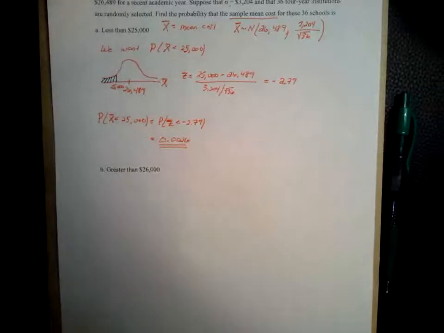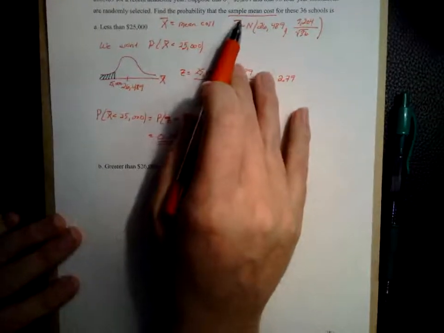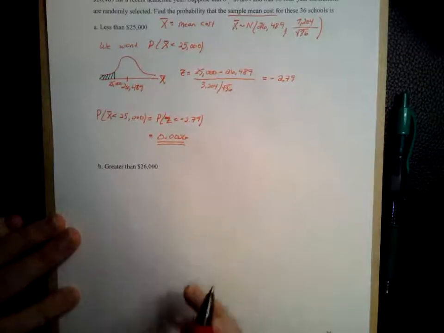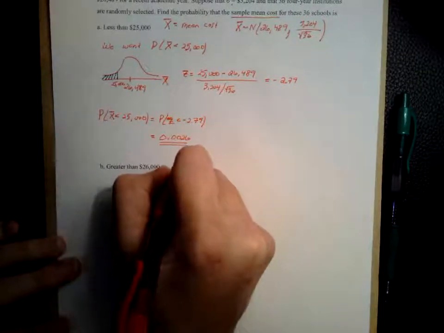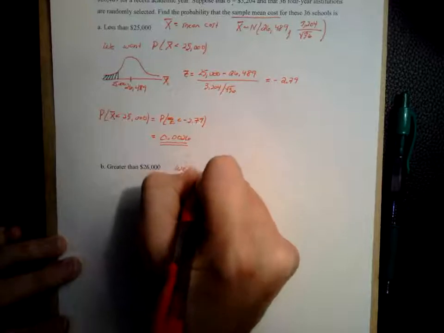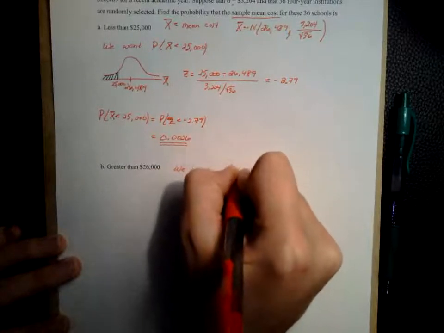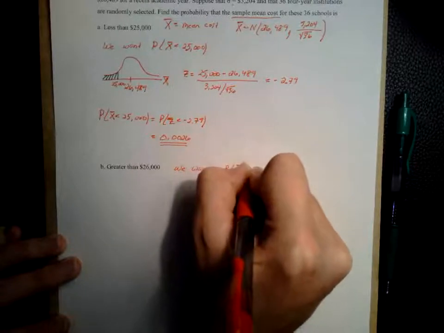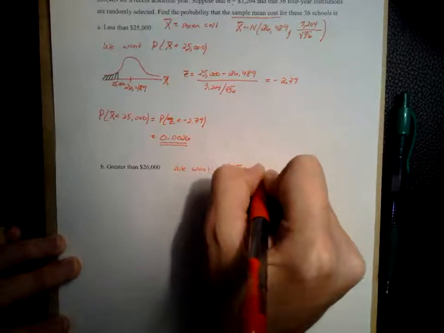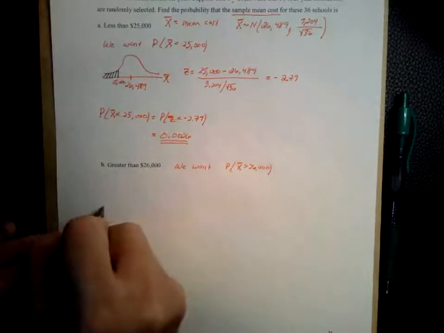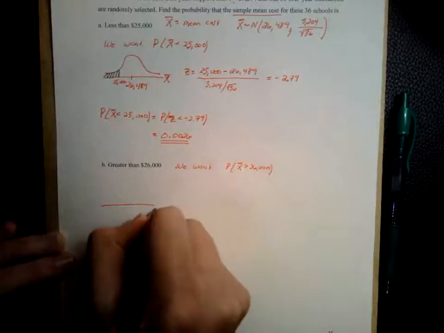Now let's move on to the next part. Find the probability that the sample mean cost for these 36 schools is greater than 26,000. That means we want the probability of x bar being greater than 26,000. Let's draw that out graphically to figure out how we're going to do that.